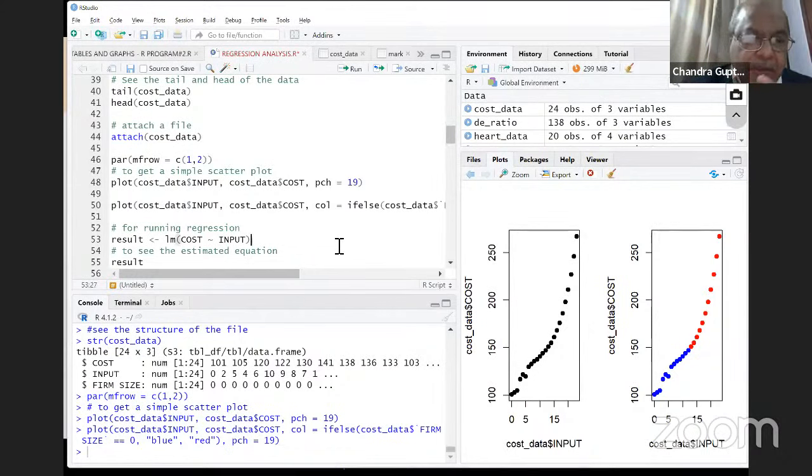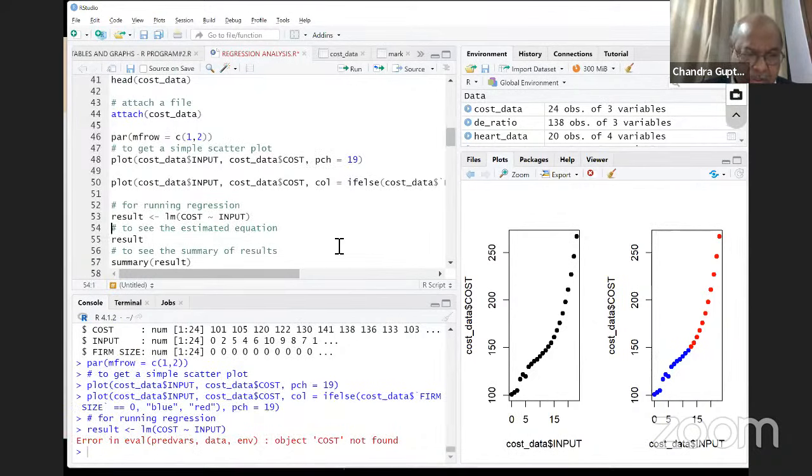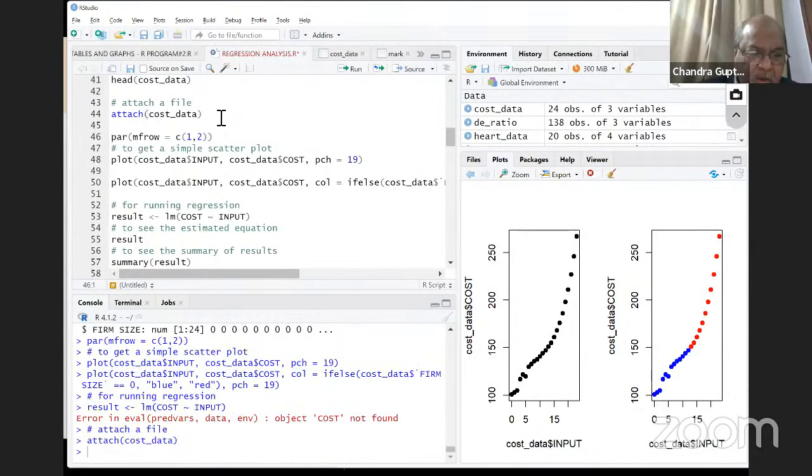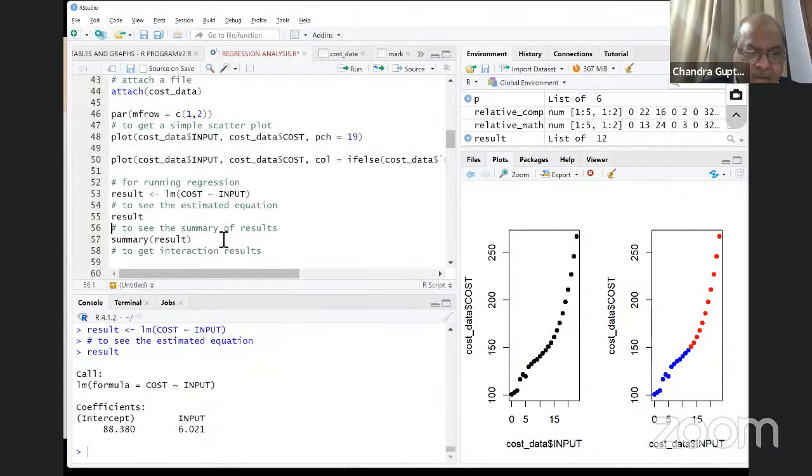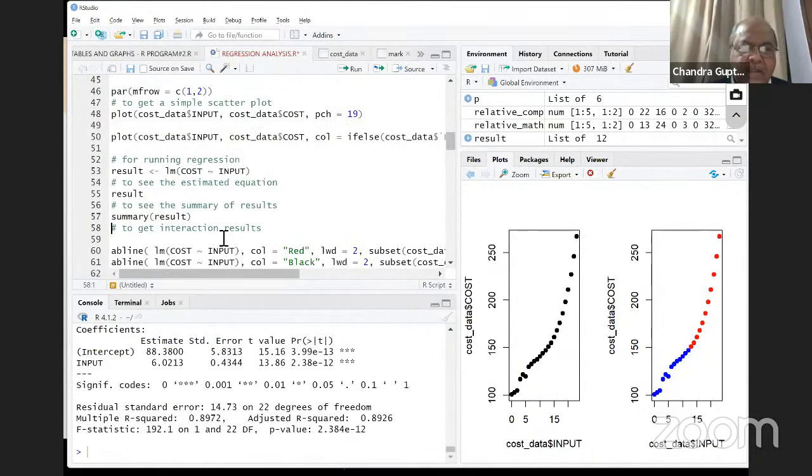Recall the command lm, cost tilde sign the input, then you will get the result of it. Okay, I have not attached, so I have to attach the cost data. Now I can run it. If you want to see the result, you can see the result. If you want to get the summary of it, you can get the summary of it.